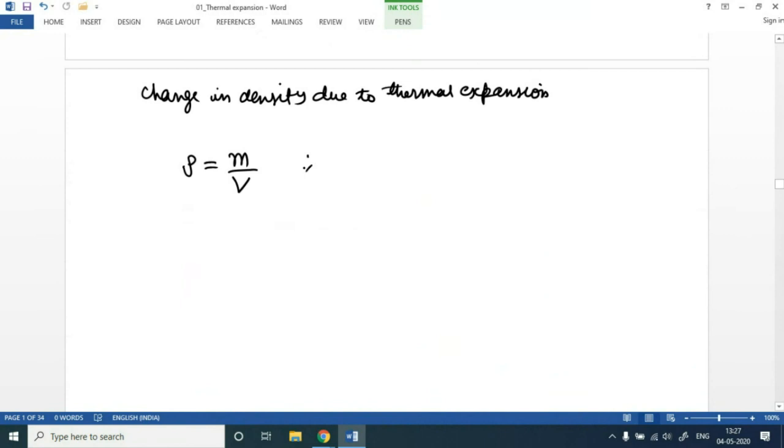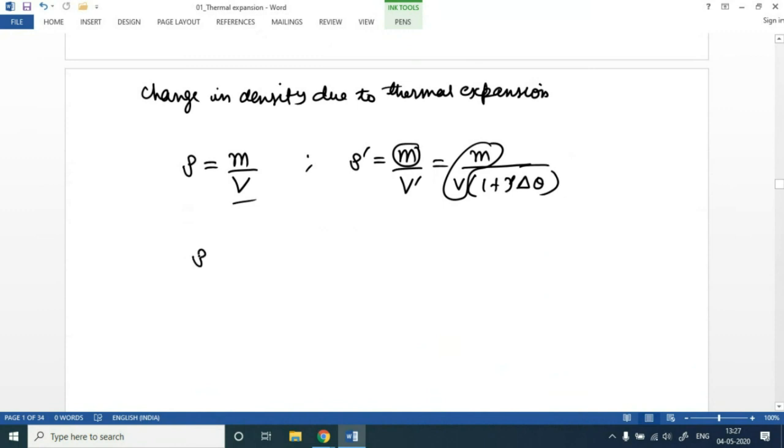And if the temperature is raised by delta theta, then rho dash will become m upon v dash. m will not change, but volume will increase. So v dash, as we already know, is nothing but v into 1 plus gamma delta theta, and m by v is nothing but rho. So you can write rho dash is equal to rho upon 1 plus gamma delta theta. So that you should realize. And also you can use the binomial approximation: rho dash will be equal to rho into 1 minus gamma delta theta. So that is another approximation, you can say.